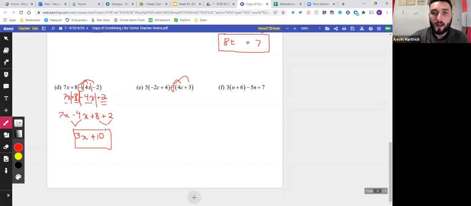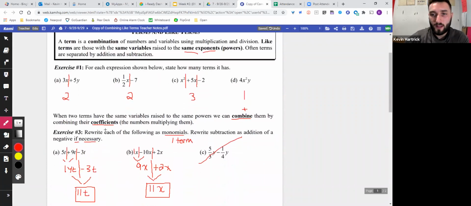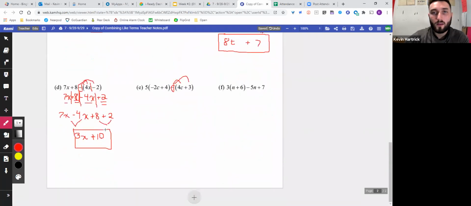So I want you guys to try E and F on your own on the next slides, and I will post this entire notes sheet completely filled out with all the answers after we do this assignment so that you can check your work. Okay, good luck. Let me know if you have any questions.